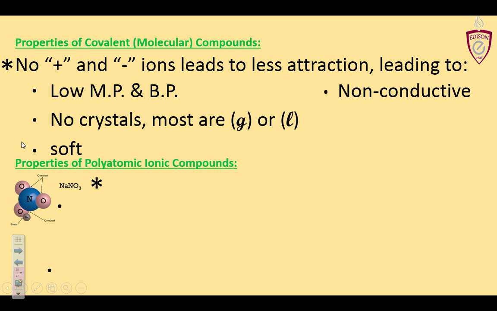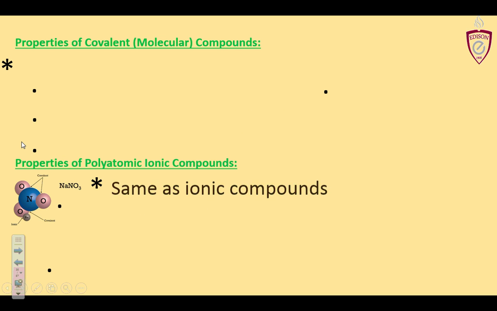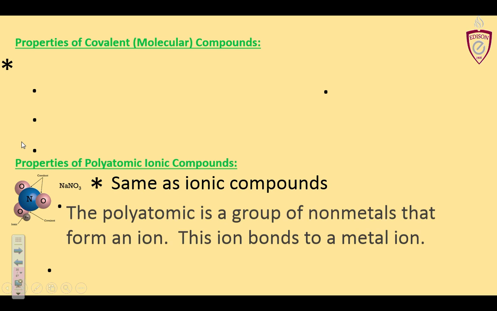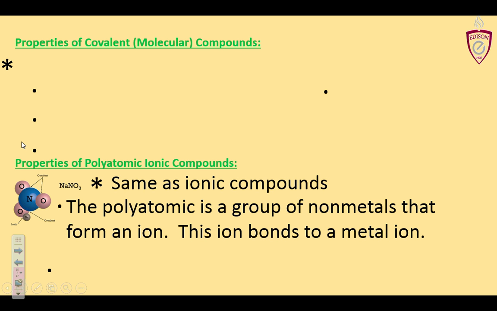Okay. Now this next class, we got a new table: properties of polyatomic ionic compounds. These are the same as ionic compounds. A polyatomic ion is just a group of atoms that are covalently bonded that have a charge, forming an ion because they lost or gained electrons as a group. And as a group, I'm not going to be able to split them up. The amount of energy it takes to split them up is not worth it.